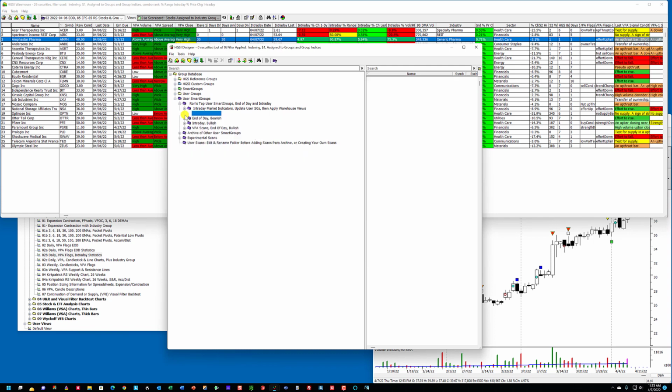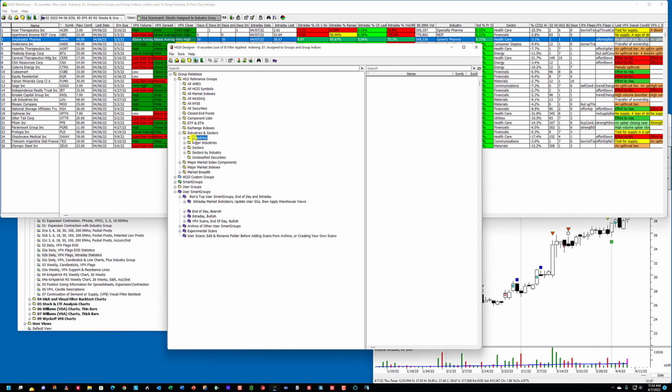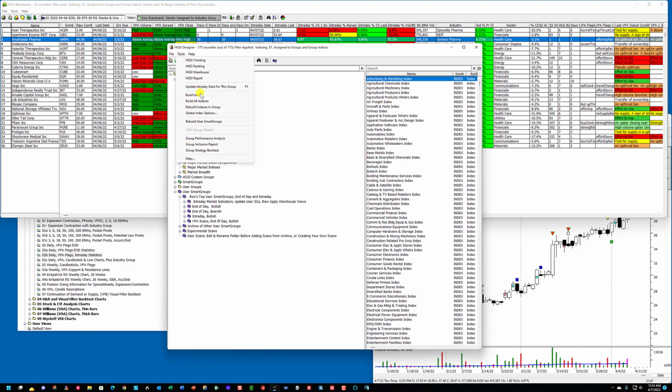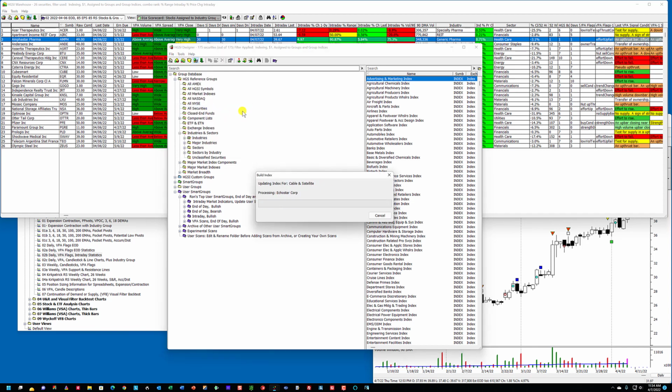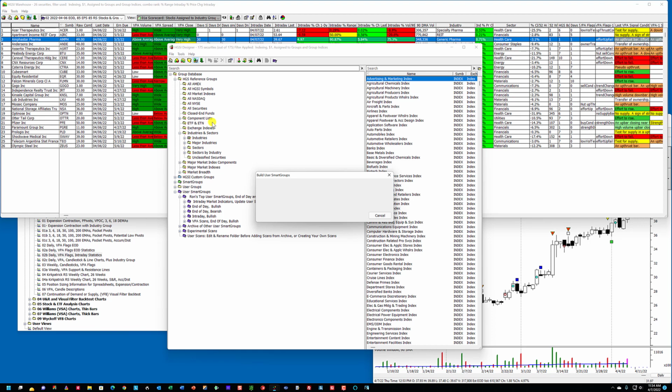But what I want to do is show you the difference, how you can get a feel for what's happening in the market today. And to do that, first of all, I'm going to go up to the industries, select industries, and I have to rebuild these industries because I want 80 or 85 stocks in industry groups that are moving up intraday, because the market changes from the end of day, as you know, to intraday. It's a totally different market. Now I'm going to rebuild the user SmartGroups.